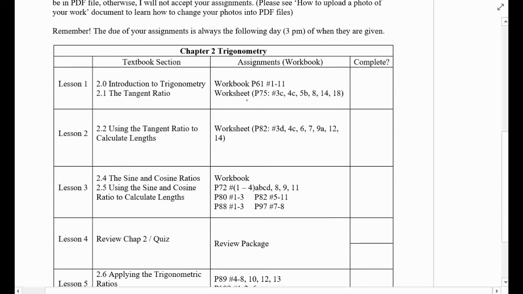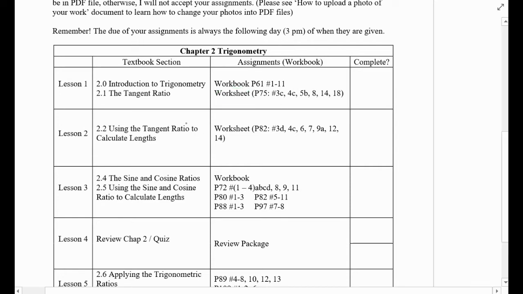The worksheet will be uploaded online in the file tab. If you miss the class and don't have the worksheet, you can simply print it out at home. If you don't have a printer, you can take a blank paper and copy down the questions.